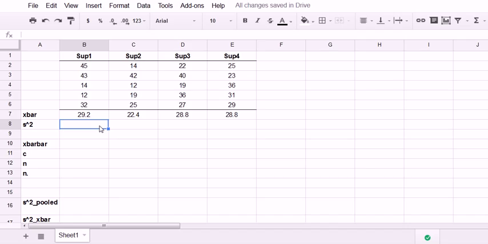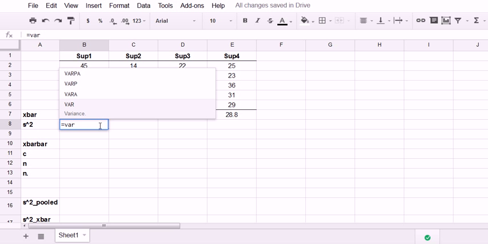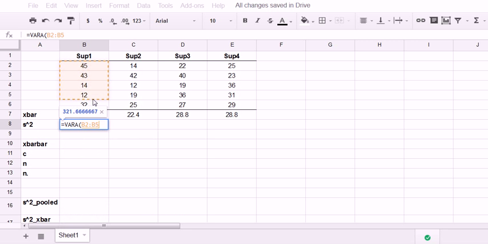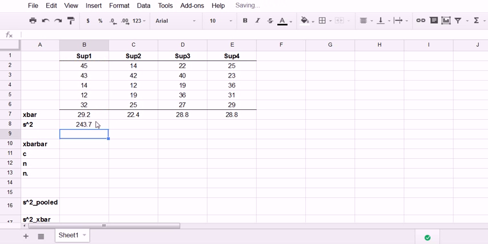Next, I want the sample variances from each of the groups. So equals VAR. There are a few choices here, so let's be careful which one we choose. Let's hover over them. We want the sample variance, so VAR.A gets us the sample variance. Then we highlight, making sure not to highlight the X bar. Hit enter, and just like I dragged before, I don't need to type this over four times. I can just write it once and drag.